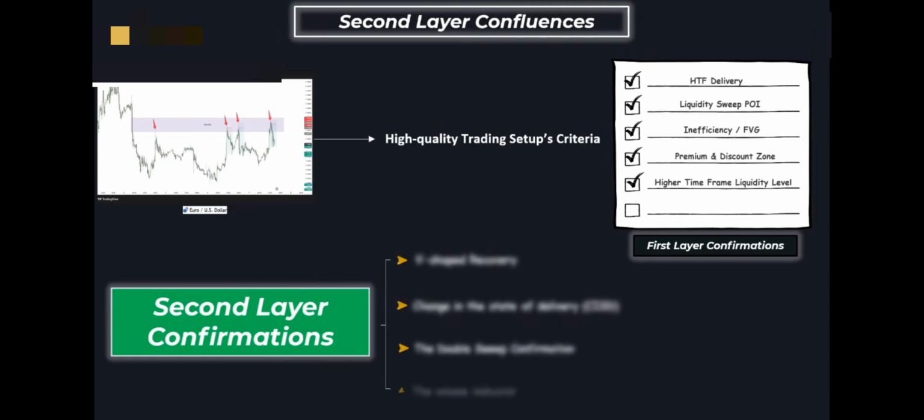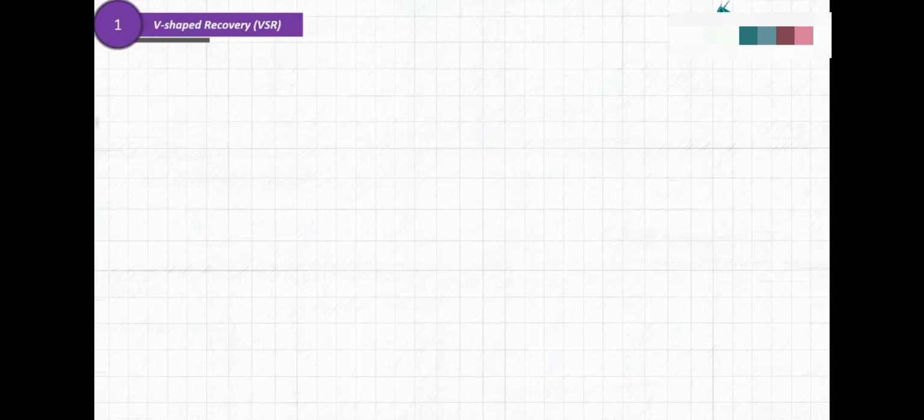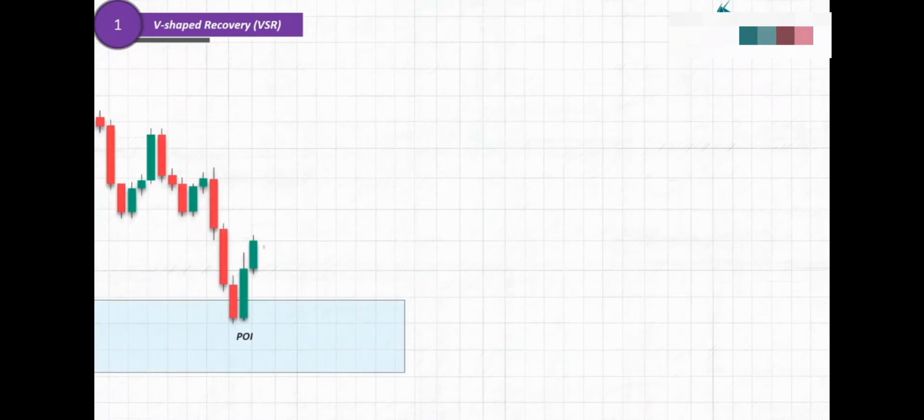I personally use 4 important hacks to add more validation to my trades, depending on the setup. So now, let's go through them one by one in detail and see how to use each of them effectively to reach A-plus entries with extra confirmation. Starting with the VSR pattern.